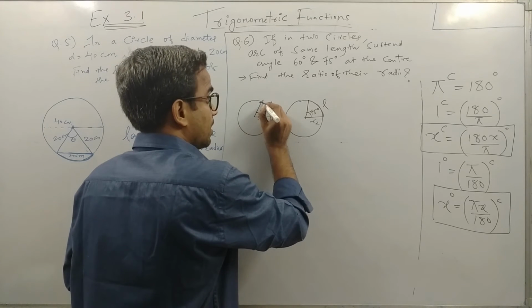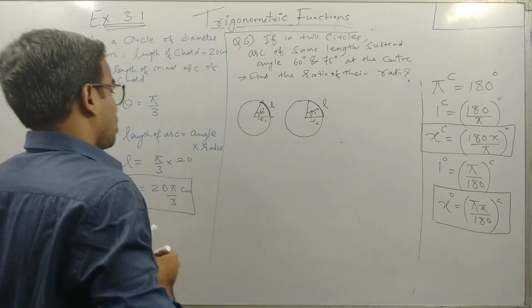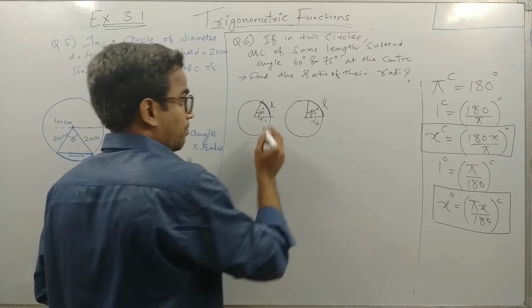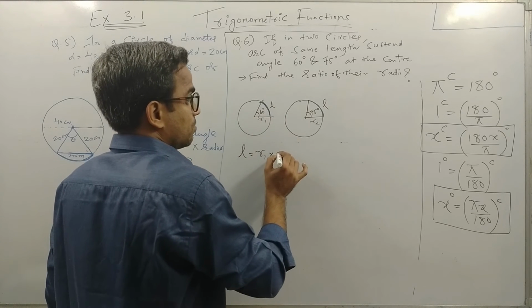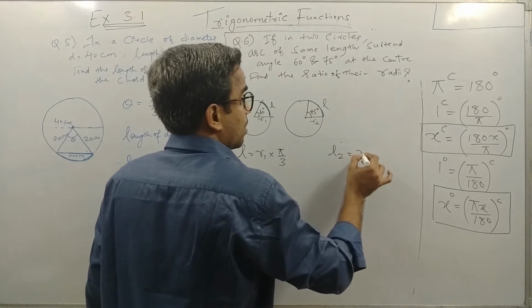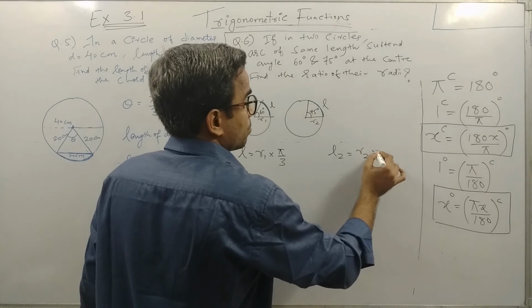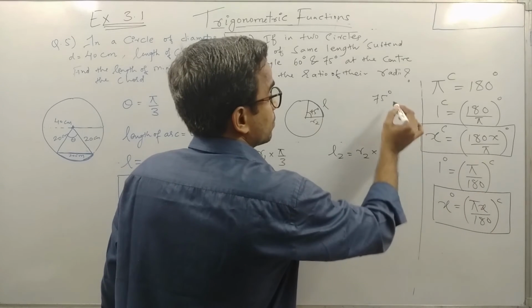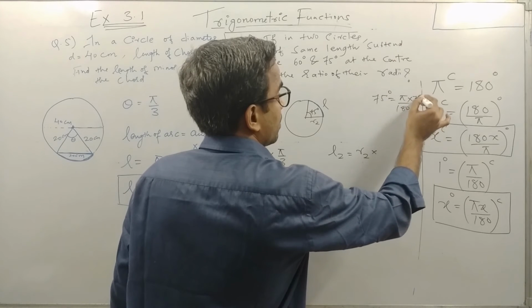That means this length is the same. Just now we saw the length of an arc is the angle subtended at the center into the radius. So from this we get L equals R1 into 60 degrees, which is pi by 3 in radian. And we get L2 as R2 into 75 degrees. If we convert 75 degrees into radian, we know how to convert: pi by 180 into 75.